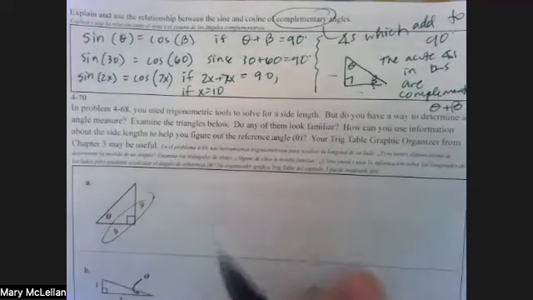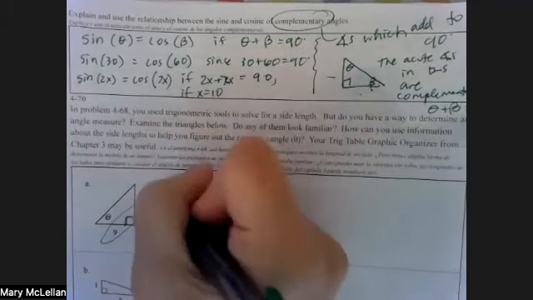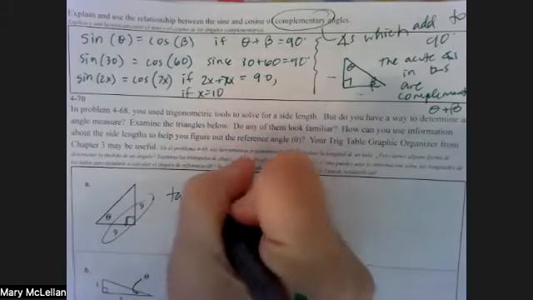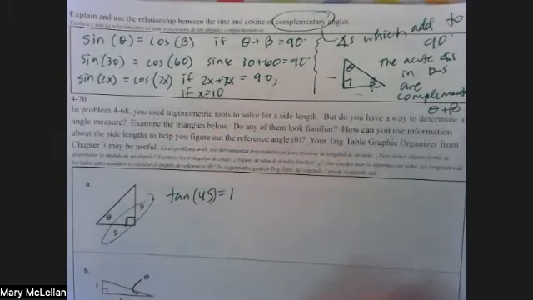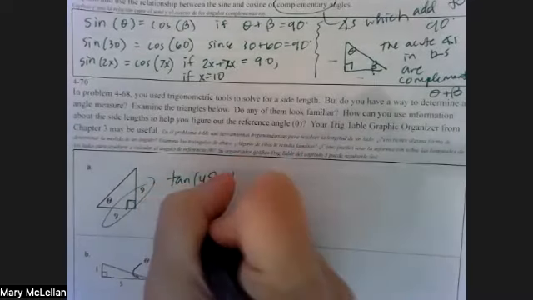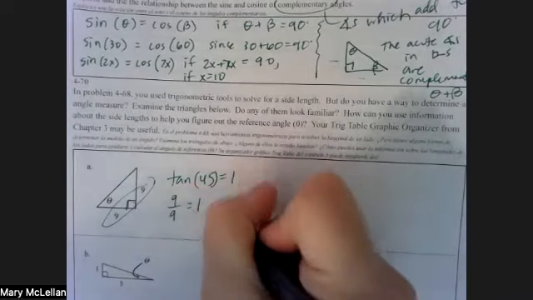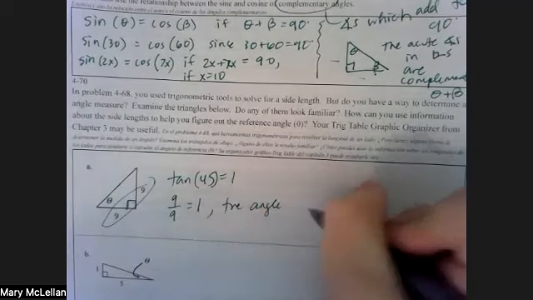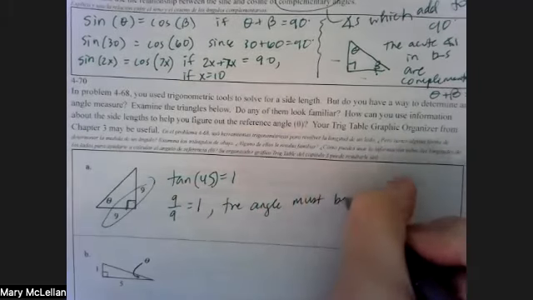Okay, this is isosceles. So I know it's an isosceles right triangle, so I know this angle is 45 degrees. I also know that tan of 45 is equal to 1 because this is a familiar triangle that we've done many times. 9/9 equals 1. The angle must be 45 degrees, period. Okay, next problem.